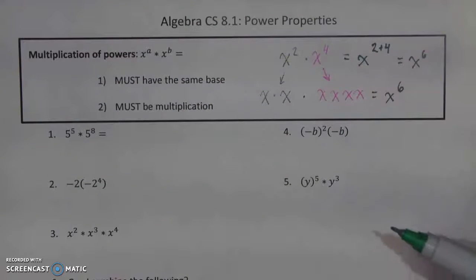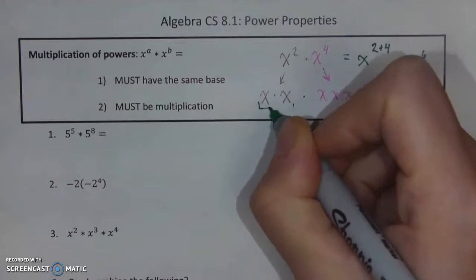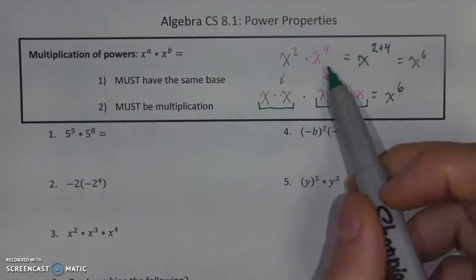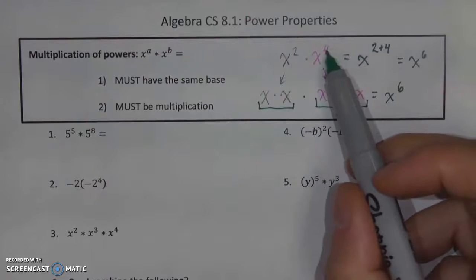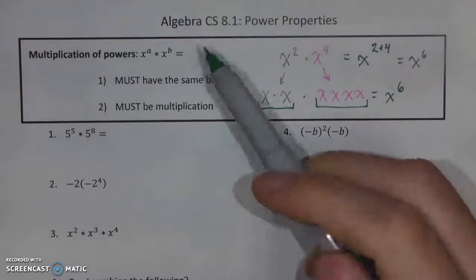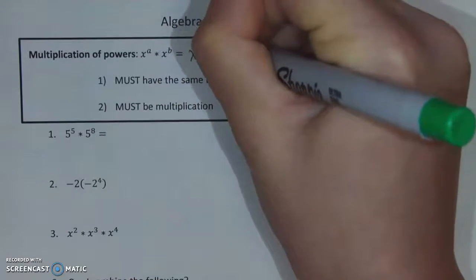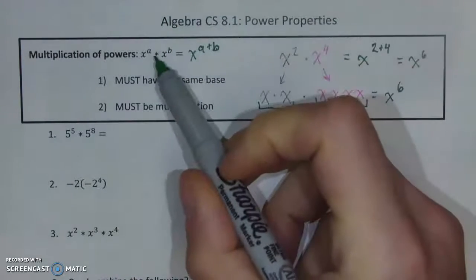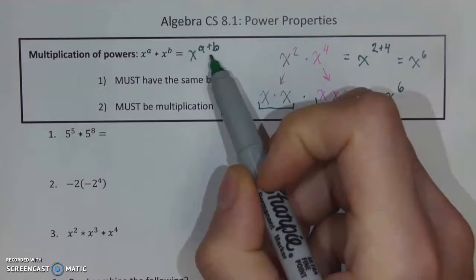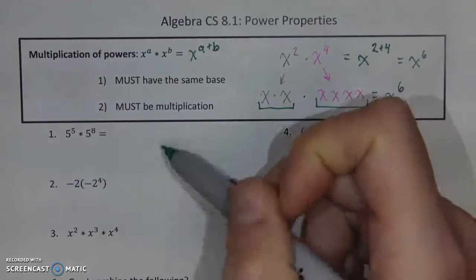You can try this out with a few other things, but it stands to reason that this will work every time because you're just saying how many times you're multiplying something in total. 2 times here and 4 times here, so a total of 6 times. So that means we can write our shortcut as x to the a plus b. That's going to be our rule. When you multiply things with the same base, you're going to get an answer where you're adding the exponents.